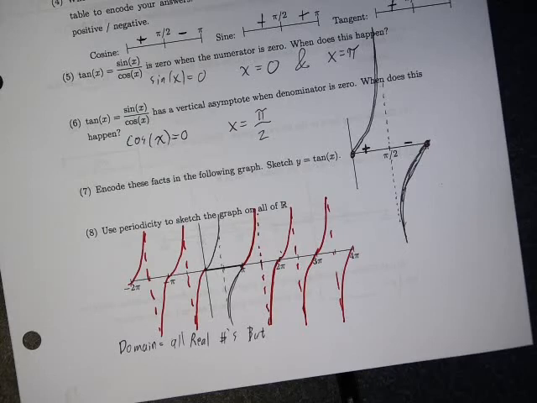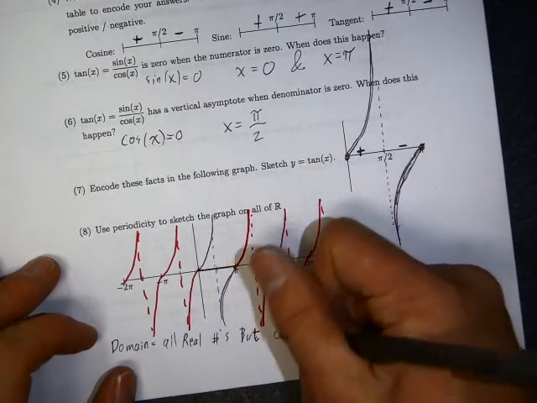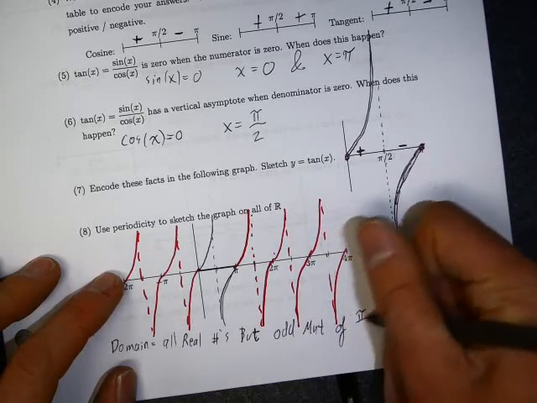Where is that vertical asymptote? 3 pi over 2. Also known as pi over 2, but then plus pi. Pi over 2 plus pi. How about that one? 5 pi over 2? 7 pi over 2? Is there a pattern in that? Every odd multiple of pi over 2? So the domain is all real numbers except for odd multiples of pi over 2.